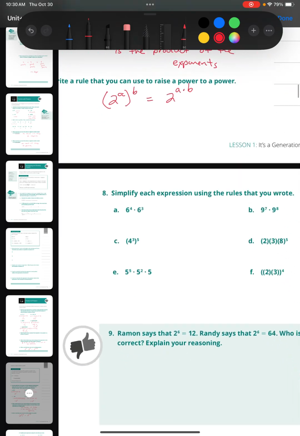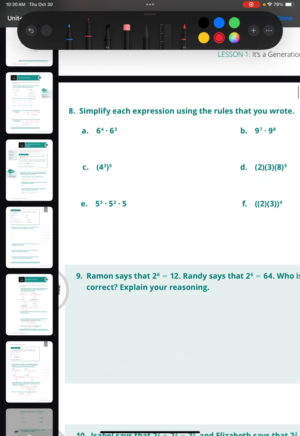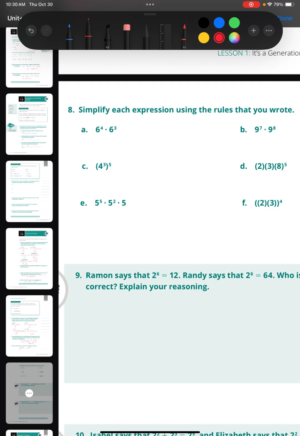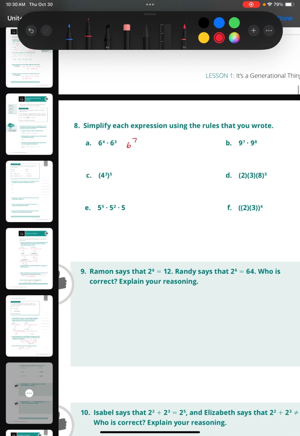Okay, so using the rules we know, it's important to be able to recognize the difference of when we add our exponents and when we multiply them. So with A on the next page, we're multiplying the same base together, 6s. So this is when we add exponents. So this is going to become 6 to the 7th. If we check B, same thing. Multiplying the same base of 9, so we add the exponents and get 15. For C, now we have one base of 4 with a power raised to a power. This is where we multiply our exponents. So 3 times 5, we get 4 to the 15th.